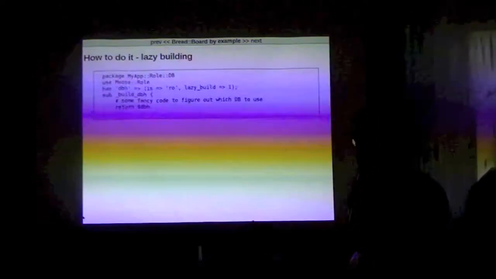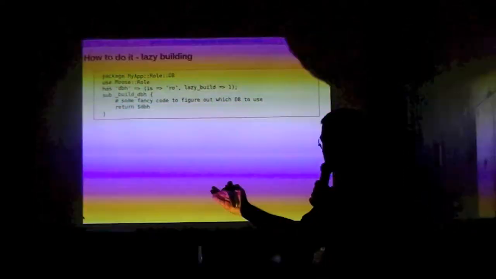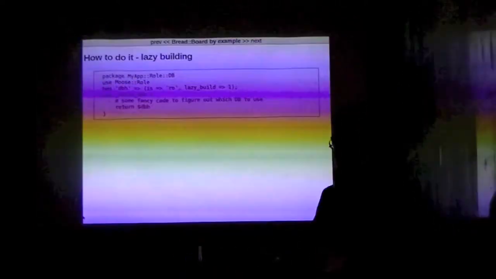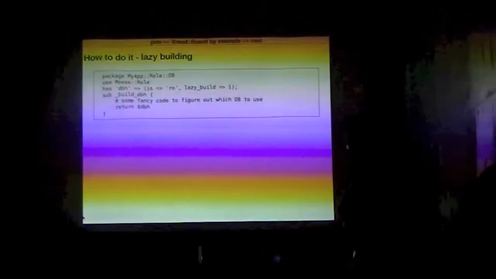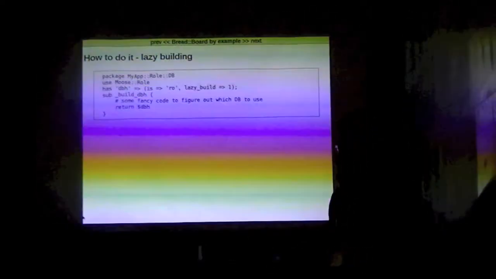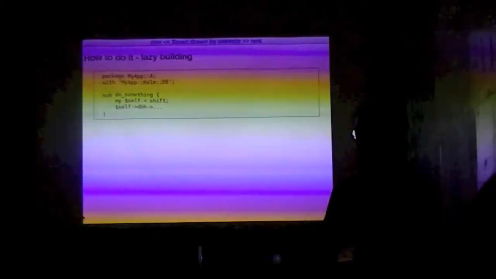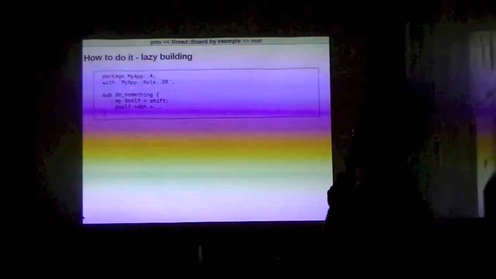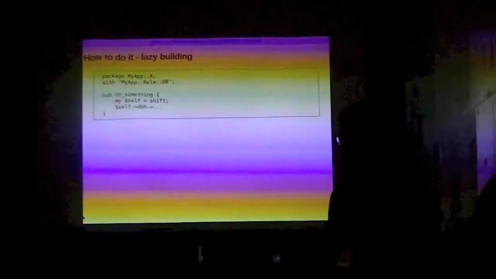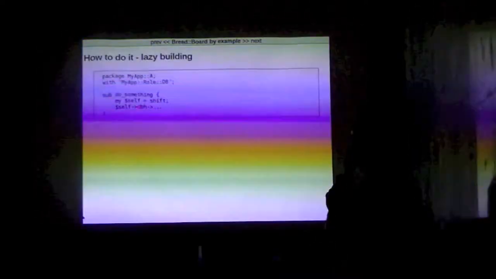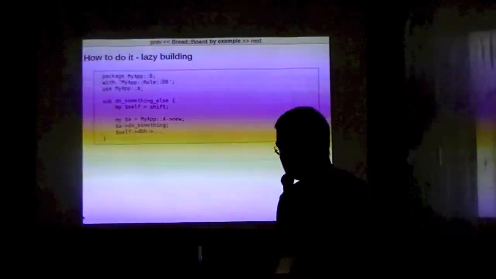What's missing here is the fancy code to figure out which database to connect to, what's the name of the database, what's the name of the database user, and all that stuff. Just imagine it here. The point is it returns a finished database handle that I can use to do stuff. And this will be a part of the application that needs a database, that applies the role and has a do something method which does something with the database. So it's quite nice and straightforward.